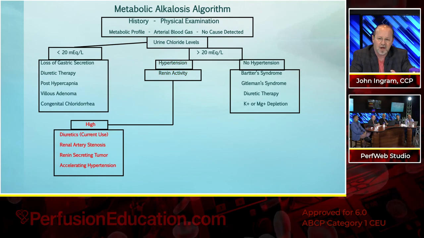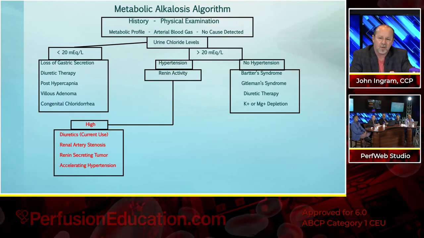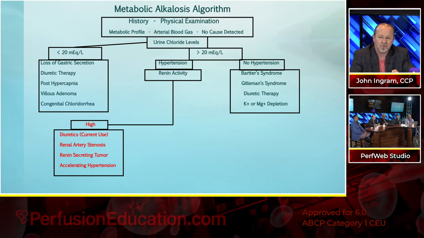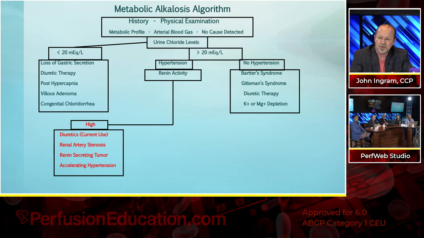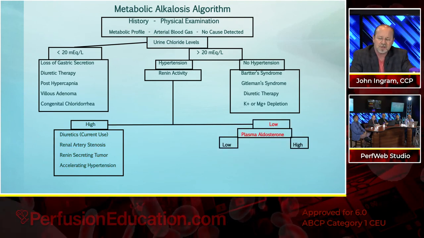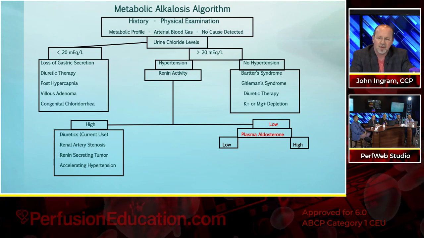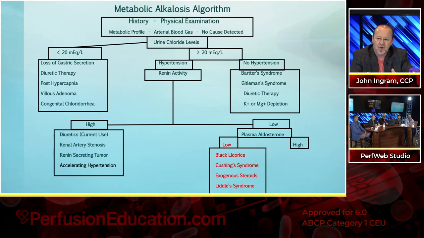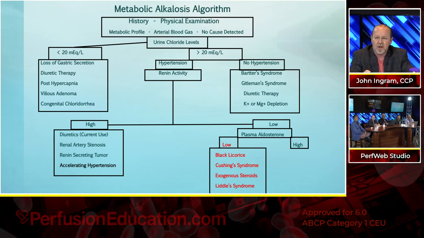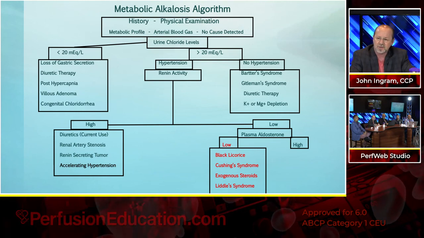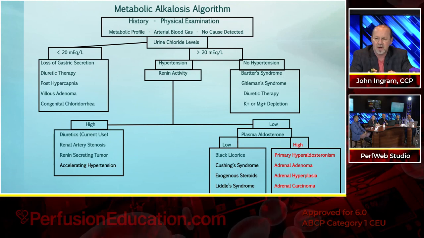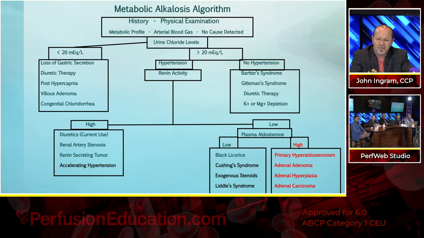If your renin activity is high, they can be on diuretics. They could have renal artery stenosis. They could have a renin-secreting tumor. They could have accelerated hypertension. If their renin is low, then you have to look at their aldosterone levels. Maybe that alone is driving it, and you have a low and high there as well. If it's low, you can look at black licorice intake, Cushing's syndrome, taking exogenous steroids, Liddle syndrome. And if their aldosterone is high, it's usually some type of chronic condition that's driving a high aldosterone level.